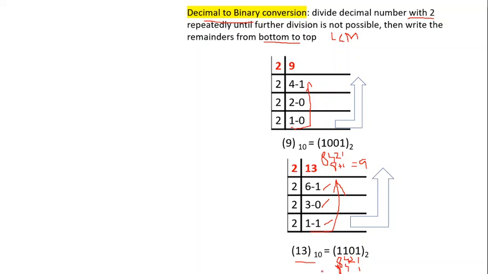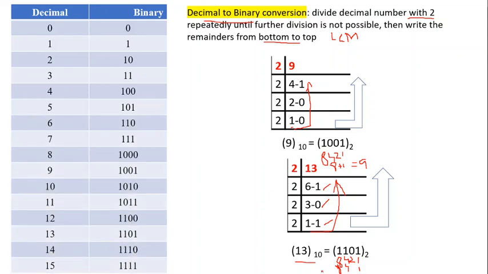Okay, now for simplicity I am giving it in the table format. This is the standard: decimal numbers and equivalent binary numbers. 0 is 0, 1 is 1, 2 means 10, 3 means 11, 4 means 100, 5 means 101. Like that I have given. You can just remember these numbers. Here also I am giving a shortcut technique.